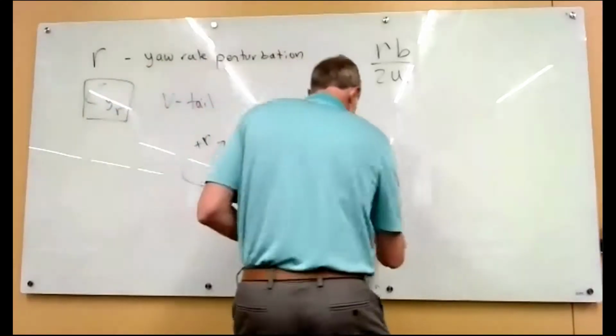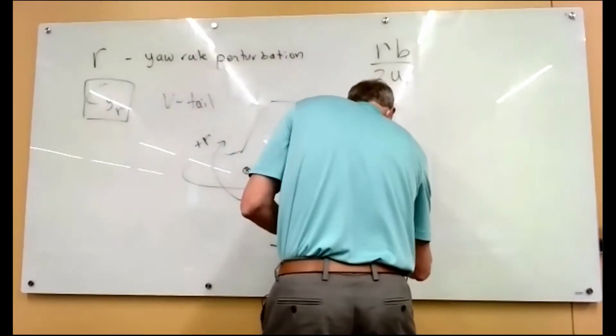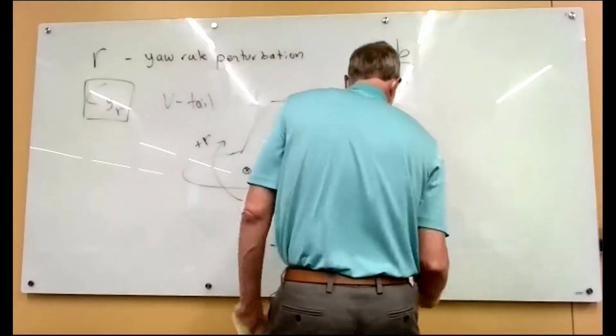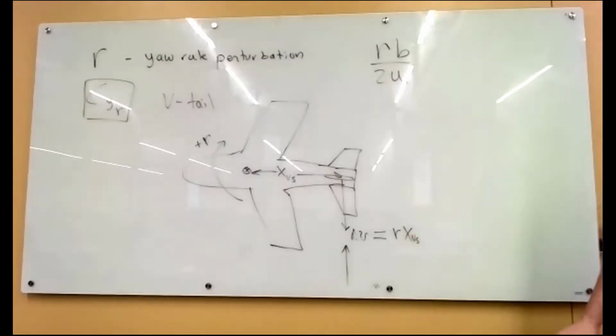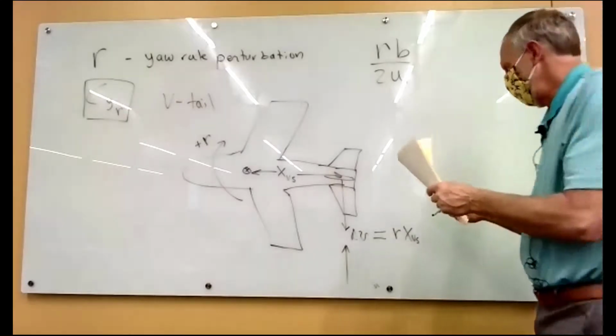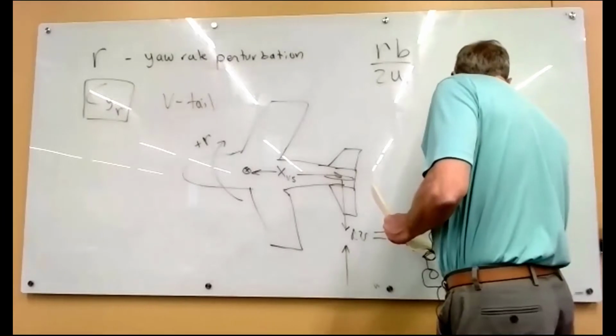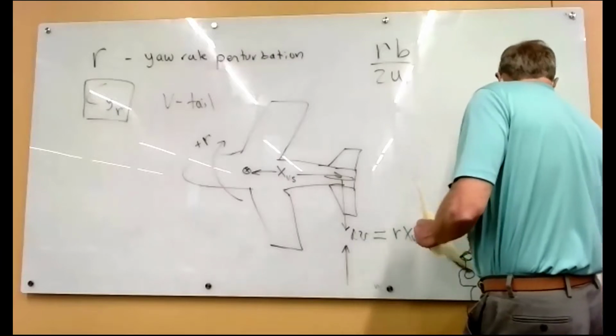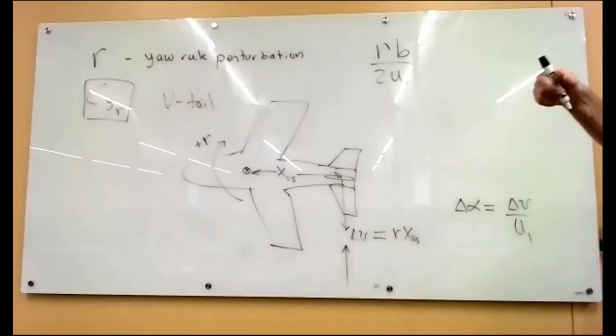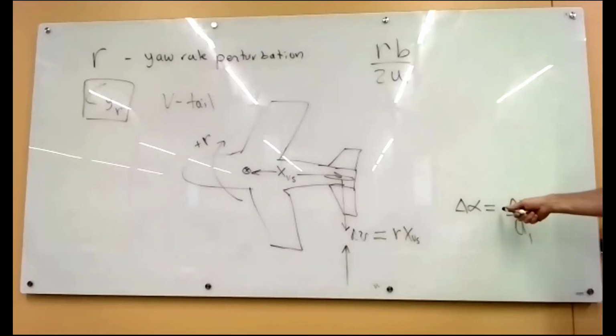So this incremental velocity due to the yaw rate is R times XVS. And again, that's just the equation of a circle or an arc length moving. And so we predict forces with angles of attack. So the change in angle of attack is that side velocity divided by the forward velocity, because that's just trig. And again, we really ought to be using tangent here or sine, but we say tangent and sine of a small angle are just the values.